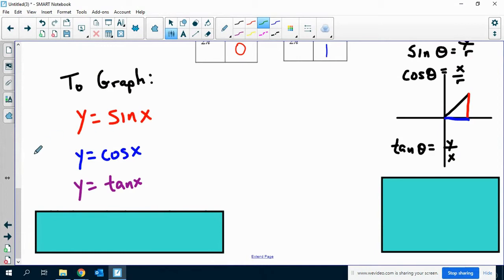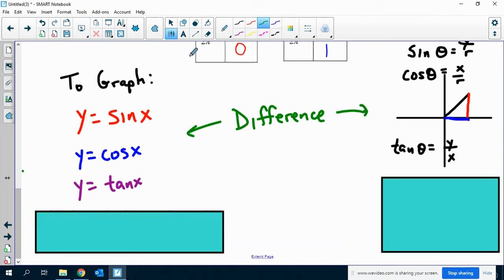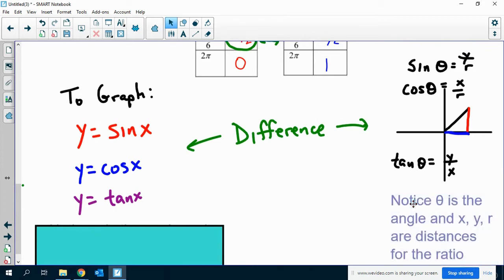To graph sine, cosine, and tangent, I need to understand that there is a difference between looking at them as ratios on a unit circle and graphing their functions. One important difference is that if I'm looking at sine, cosine, and tangent, notice that theta, in this case on the right side of my screen, is the angle, and x, y, and r are distances or lengths that make the ratio. So theta is the angle, and x, y, and r form the ratios.